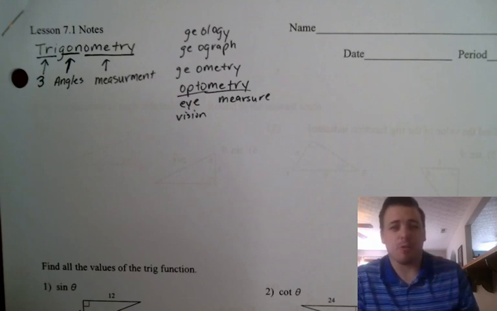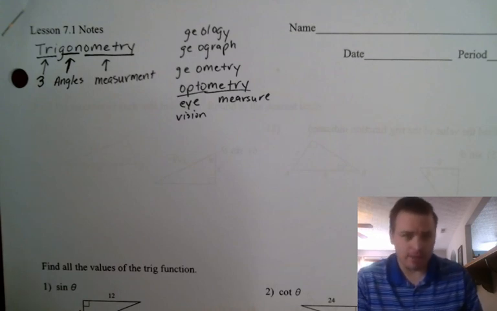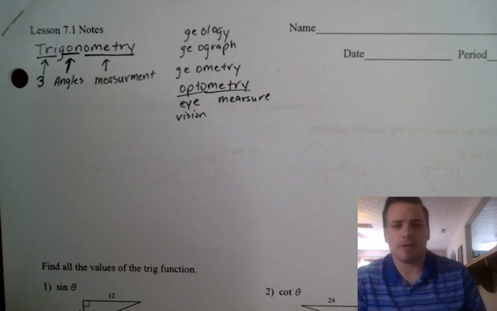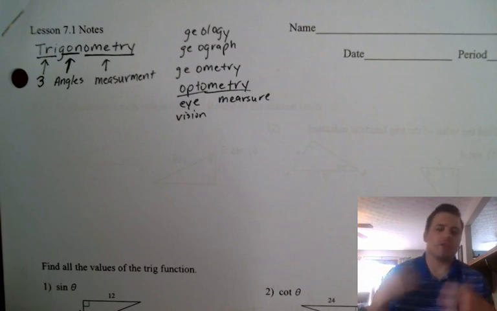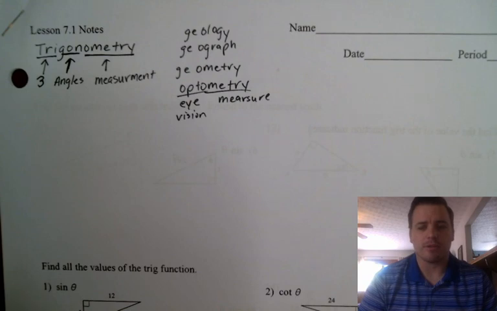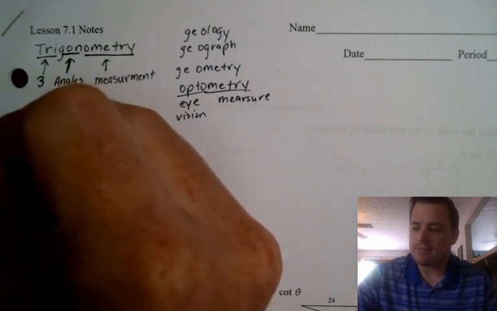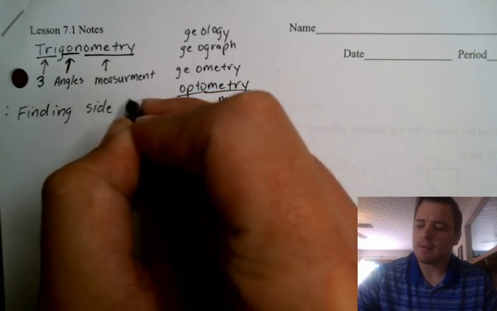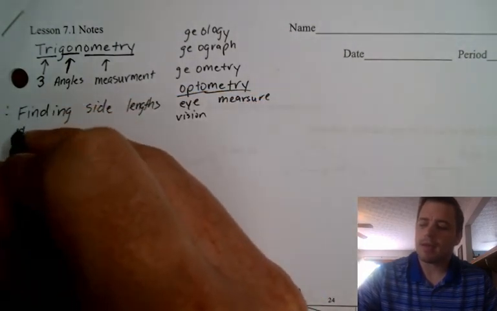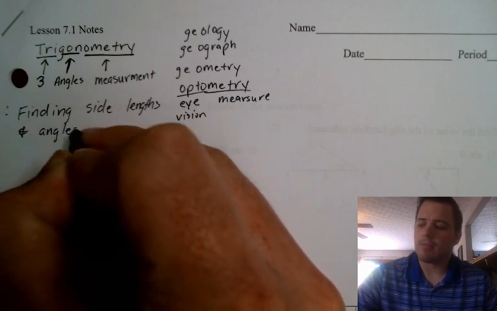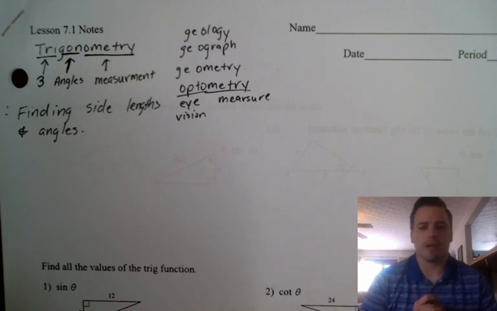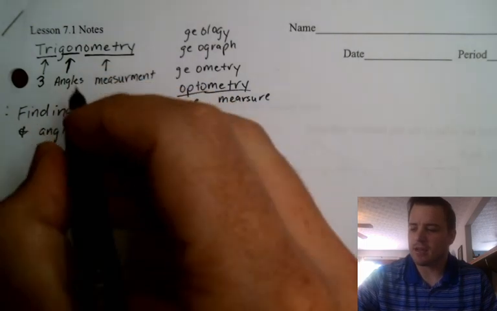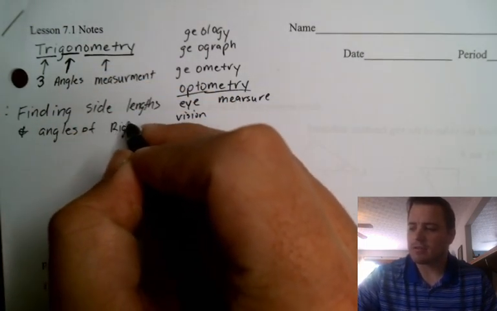And specifically what we will touch base on are right triangles, which have a 90-degree angle in the triangle, all right? So trigonometry, very simple, just 3 angles of measurement. That's our goal. Trigonometry really has to do with finding side lengths and angles. Okay? So trigonometry, 3-angle measurement, deals with finding side lengths and angles of right triangles.